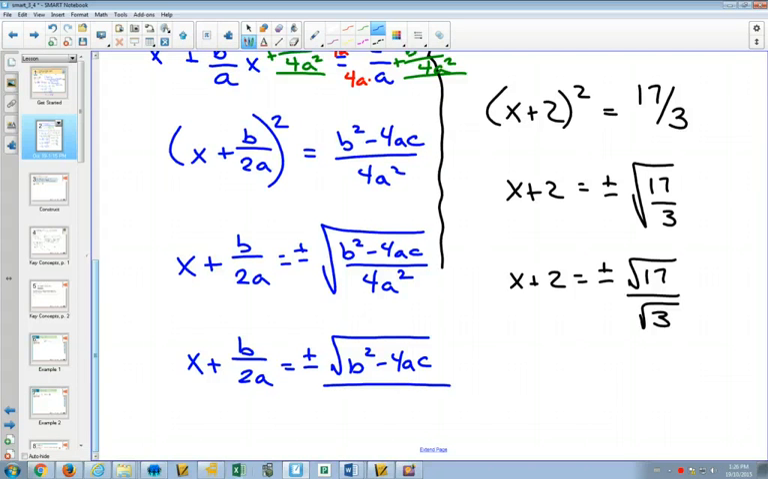What's the square root of 4? 2. What's the square root of a squared? A. So on the formula side, we already got rid of our square root on the bottom. On our non-formula side, we would have to do an extra step. This step where you rationalize the denominator isn't needed on our non-formula side.